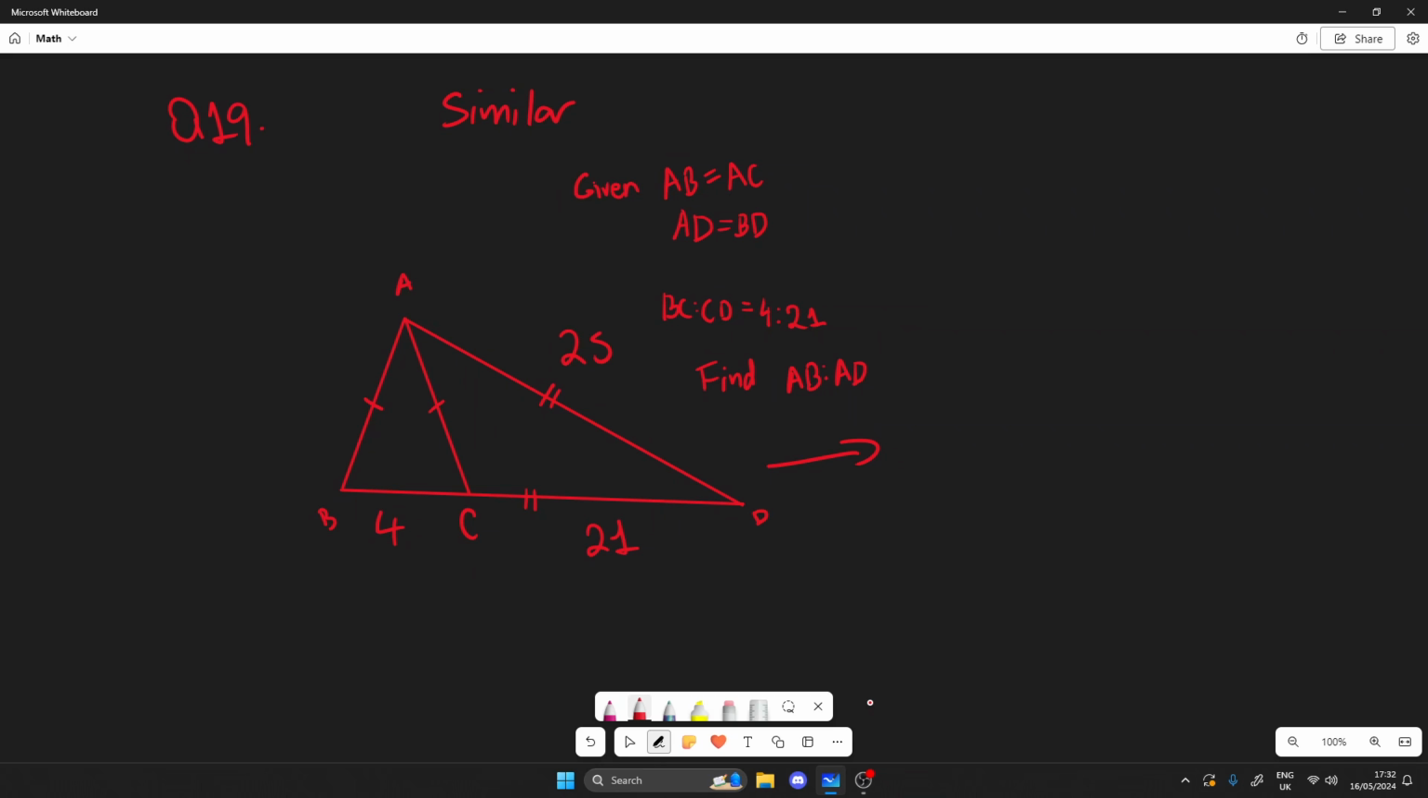And I've shown BC to CD, so that's literally BD being split into two parts. So that's 4 parts here, 21 parts here. You could say that's just the length. So BC is 4 and CD is 21.